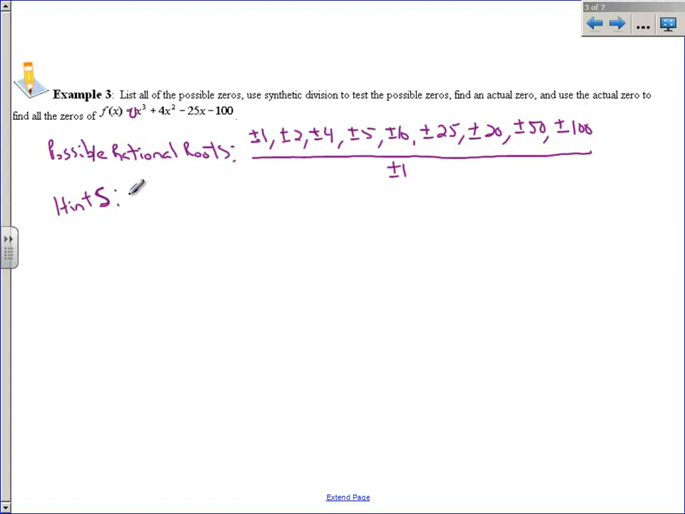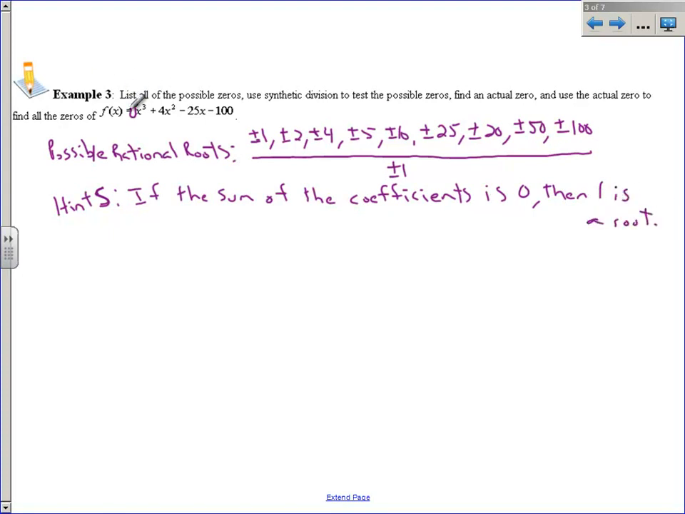So here are some hints. If the sum of the coefficients is 0, then 1 is a root, making x minus 1 a factor. So let's take a look. Let's add up our coefficients. We've got a 1, a 4, a negative 25, and a negative 100. So add them up. 1 plus 4 minus 25 minus 100. This does not equal 0. Therefore, 1 is not a root. So we've at least now broken it down some more. So we know not to try 1.